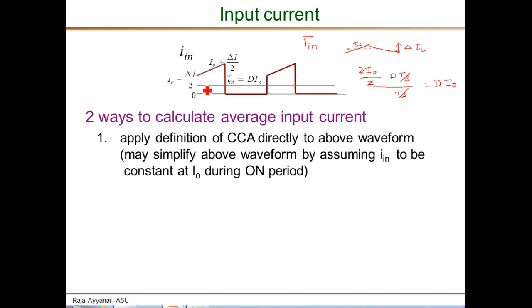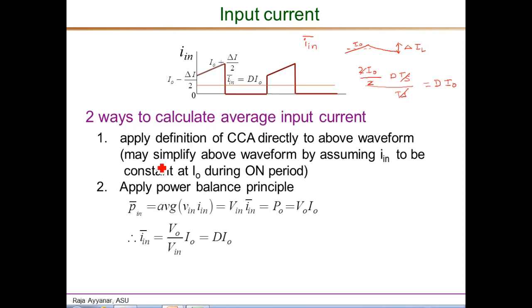Okay, and that is indicated by this steady line. This is the CCA value of the input current, and that is equal to d times IO. Now we can also obtain the input current average value using another principle that we studied earlier called the power balance principle, which essentially says that in steady state and in a CCA average sense, the average input power is equal to the average output power, assuming there are no losses in the system.